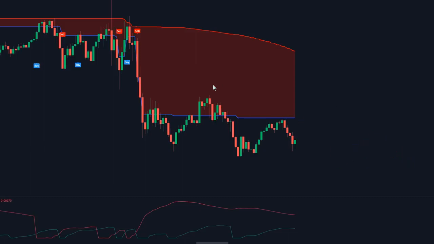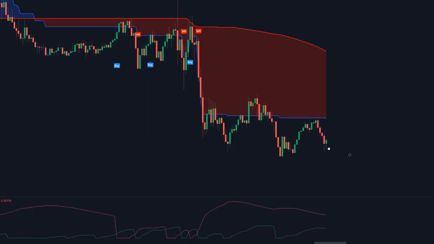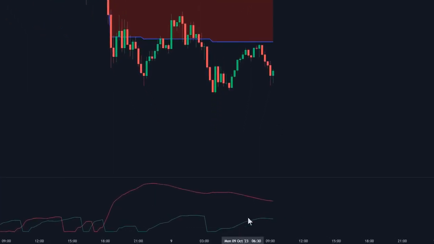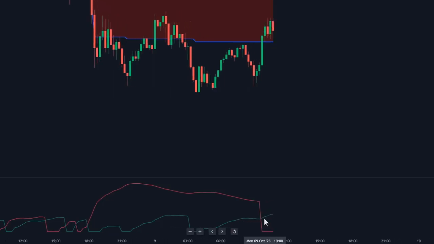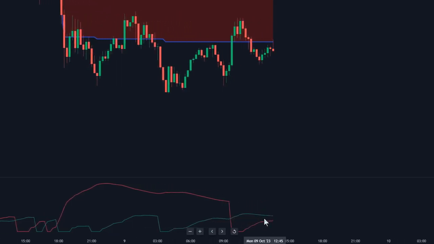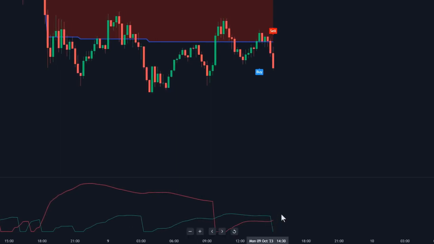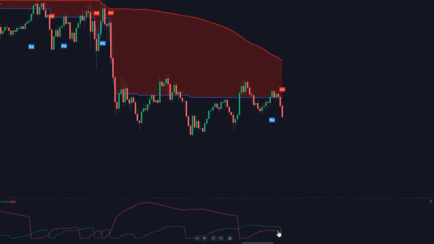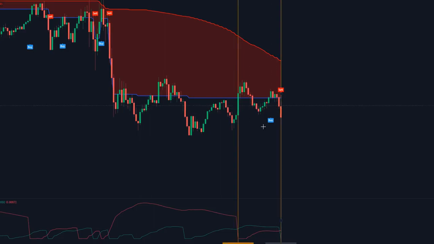Second, we need to identify a pullback within this bearish trend. For that, we're going to focus on the Andean oscillator. We want to make sure that this green line goes above the red line and then back below the red line. This indicates a market pullback. For the pullback to be valid, the price should not touch the blue moving average of the UHLMA indicator. So from here all the way to here, none of these candles should touch the blue line.